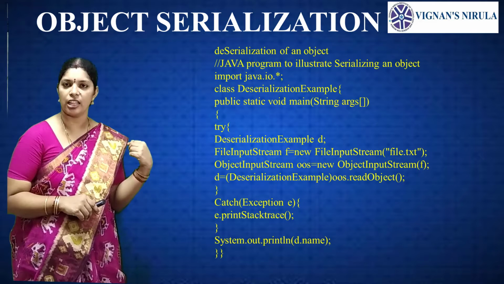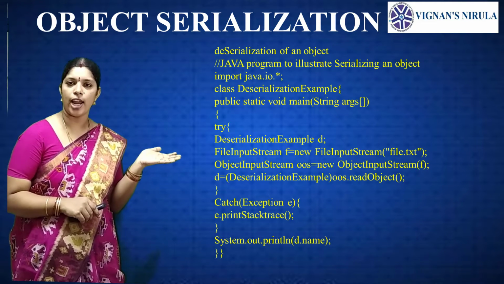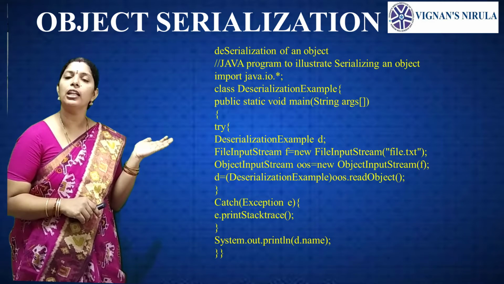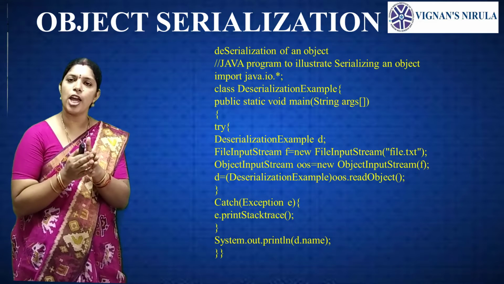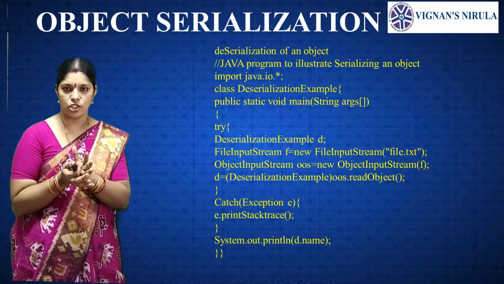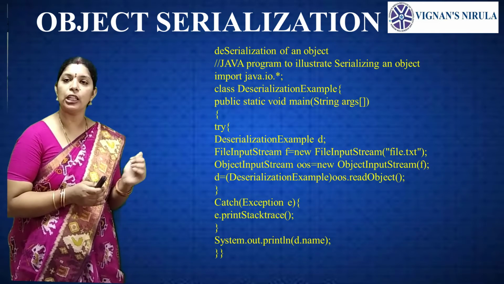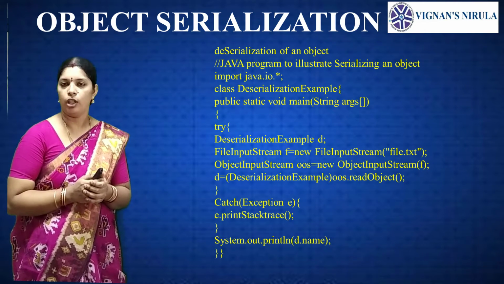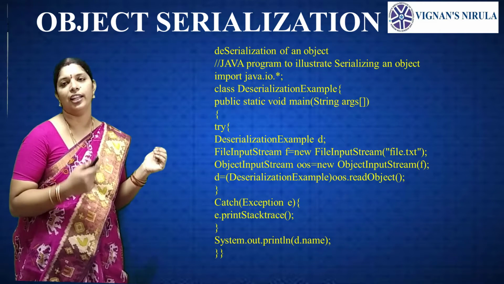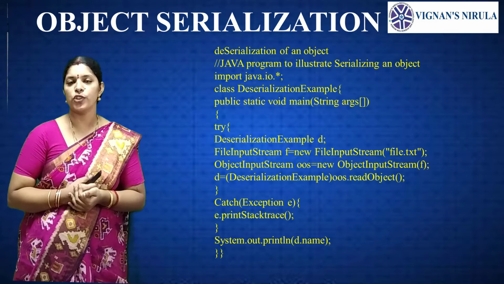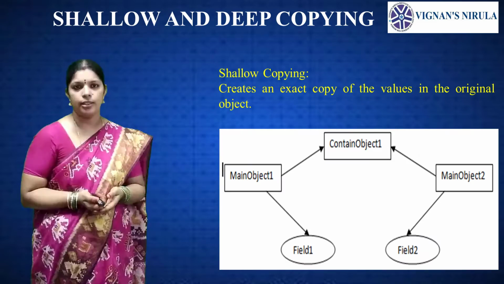After that, any errors that occur are caught by using catch exception E dot print stack trace. By using this method, we are inserting one stack. By using this stack, we are inserting the error messages that will occur in any of our programs. After that, we are printing the d dot name. System.out.println prints the d dot name value. So these are the examples for the object serialization and deserialization methods.